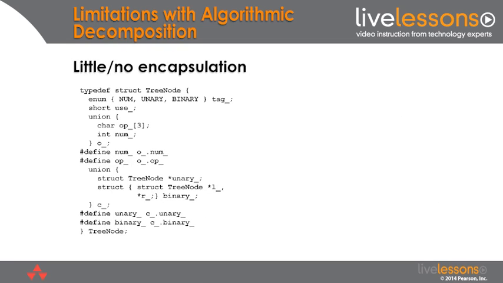There's also a problem here with little or no encapsulation. The implementation details are completely exposed to clients. The client application, which in this case would be the print tree function and so on, is able to peek inside, grab that type tag, grab the various numbers, grab the ops, grab the left child, the right child, and so on, and do whatever they feel like with them. And if you make any changes whatsoever in the software, it's going to end up rippling through many parts of the code.